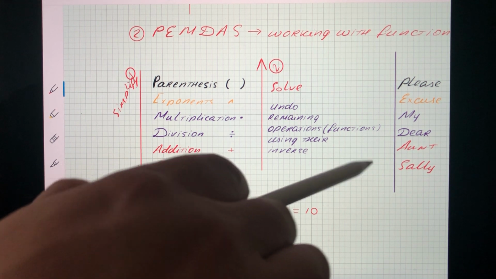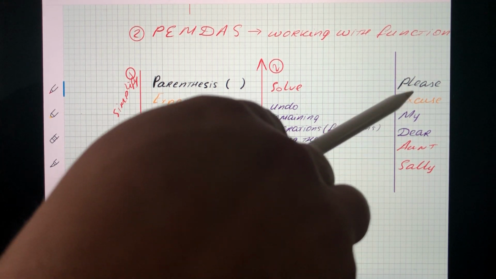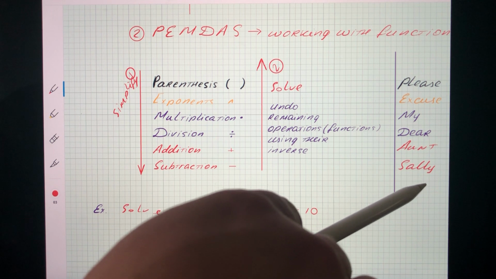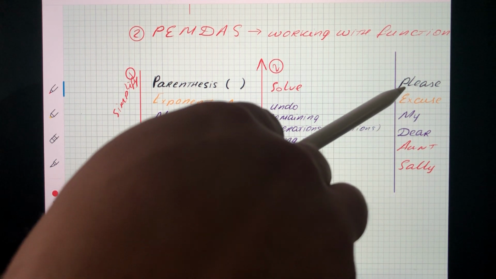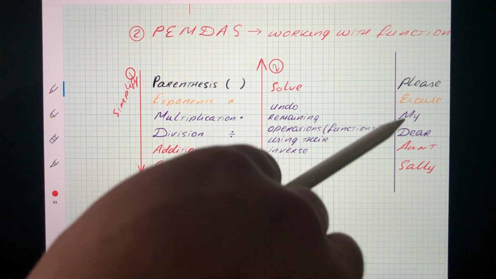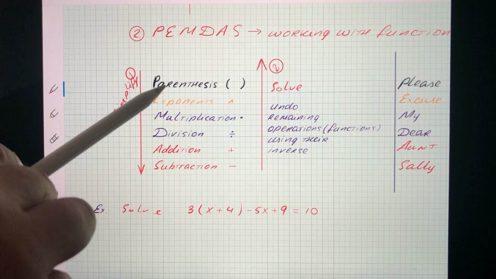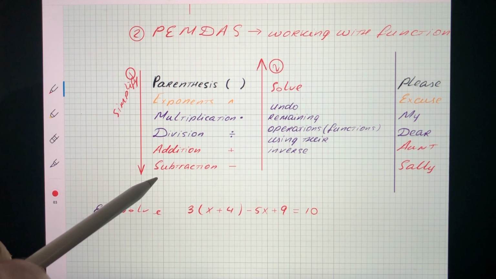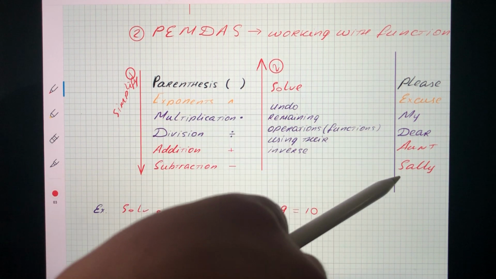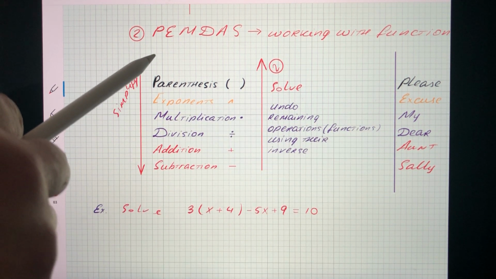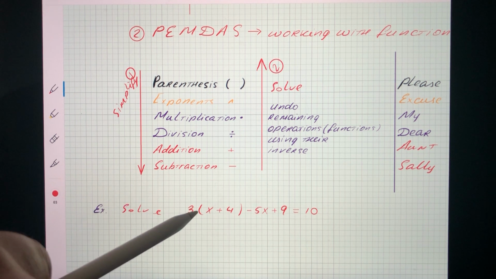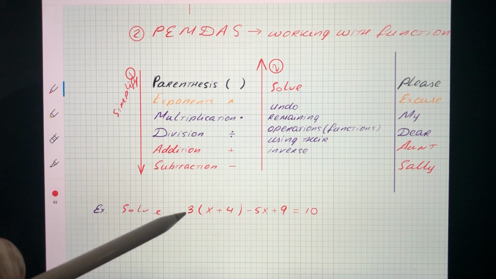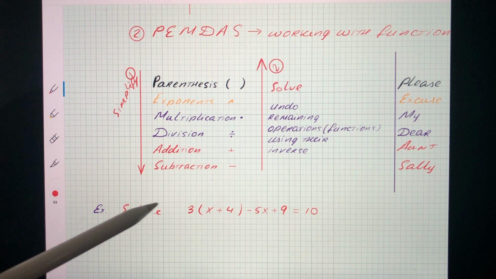Now, on the side here is a mnemonic device to help us memorize PEMDAS. One of them is to remember the phrase, "Please excuse my dear Aunt Sally," which corresponds to the front letters of the parentheses, exponents, multiplication, division, addition, subtraction. So as soon as we remember this phrase, we can convert it back into the math operations. So now let's use this technique to solve this first equation, and let's see what we get.